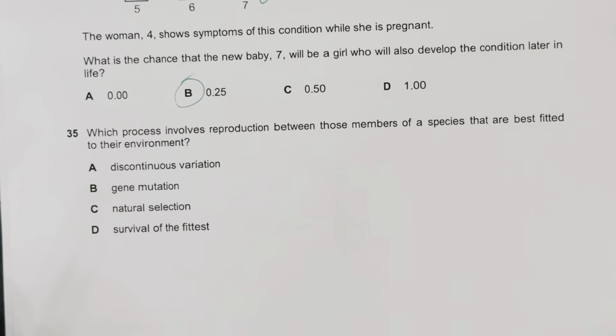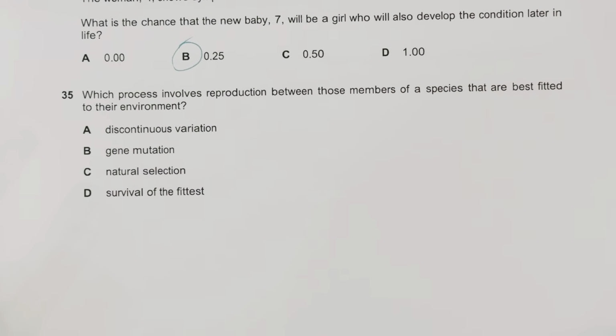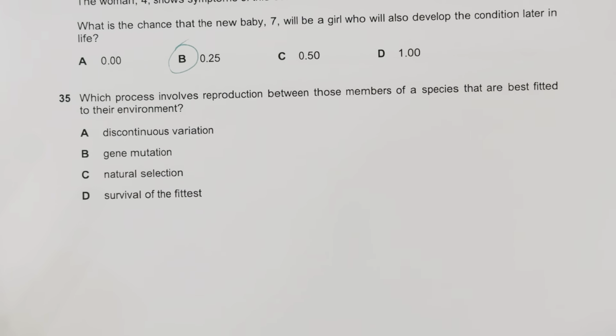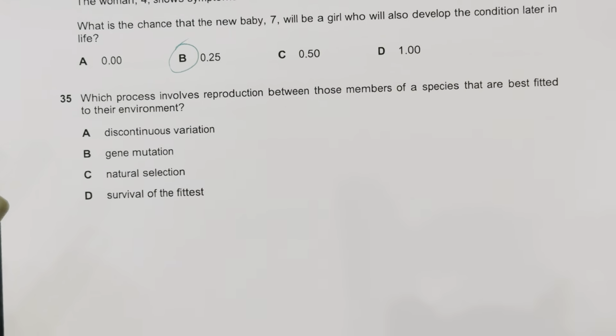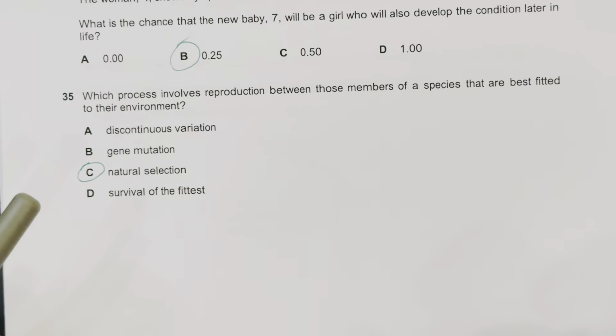Moving to question number 35. Which process involves reproduction between those members of a species that are best fitted to their environment? It should be natural selection. Option C is the right answer.